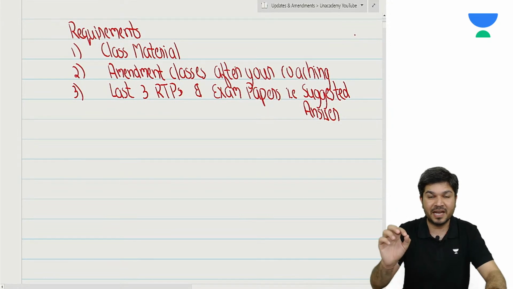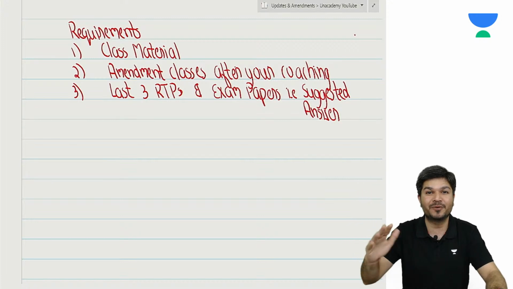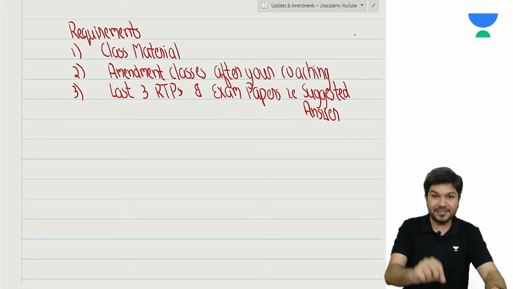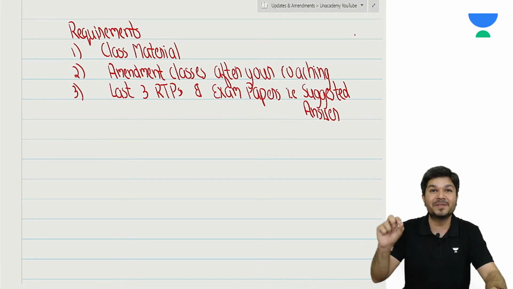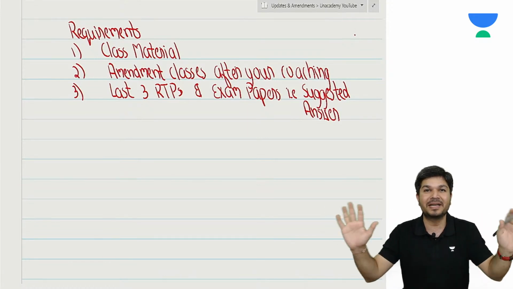First, you need to finish up the class material. Sir, I referred your 2 attempts back wala batch. It's okay. Don't worry at all. Uske baad, if I come up with 1 or 2 amendment sessions, do that. Last 3 RTPs and exam papers, this is a must to be done by you. Whenever you do this, automatically all your amendments will be getting covered.